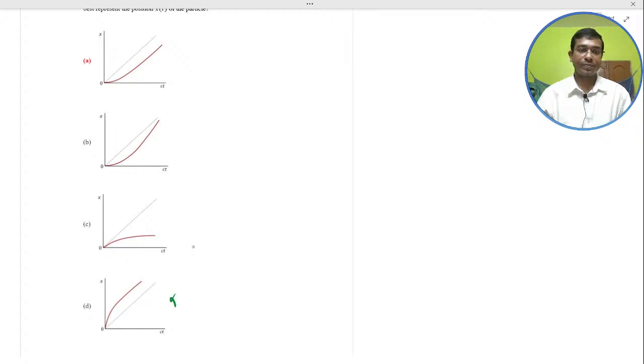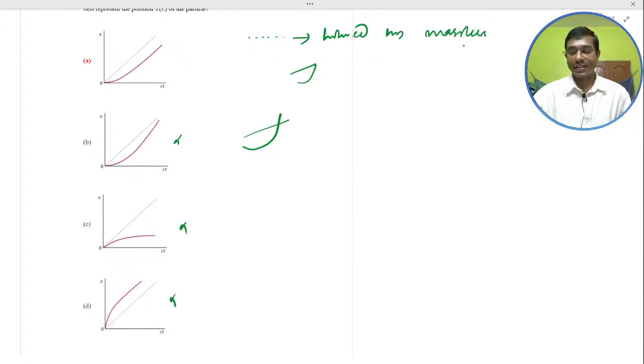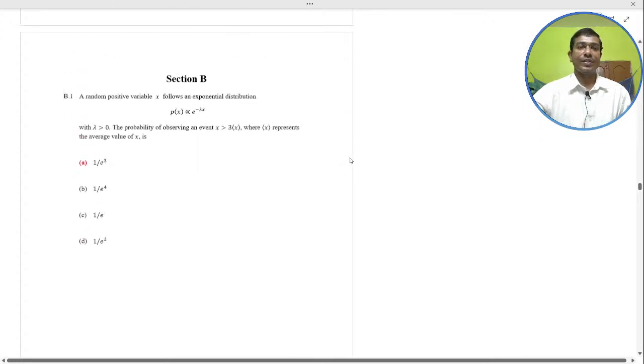can be thought of as a trajectory followed by a massless particle moving with c. This is the limiting order, and it does not cross, because the dashed line represents the trajectory followed by a massless particle moving with c. So it cannot be touched. So option A will be the correct one. Next, section B.